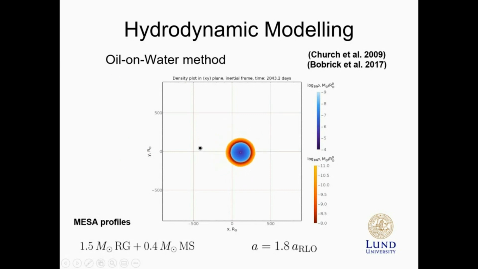So in other words, this oil-on-water code here is an example of a binary. This is a red giant, this is a companion, and in this particular case, the red giant is going around the companion and doing exactly nothing. This is just basically to demonstrate the stability of the code. So basically, nothing is really happening, and the binary is on a circular orbit.